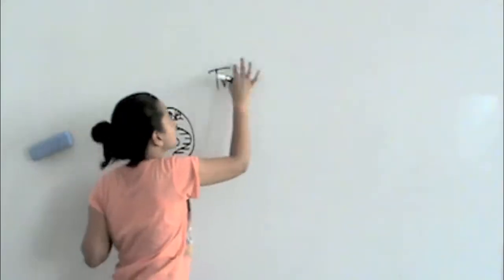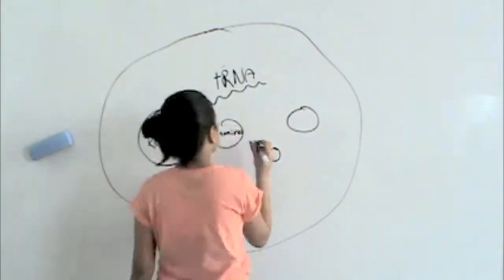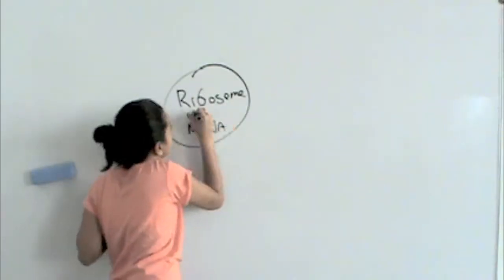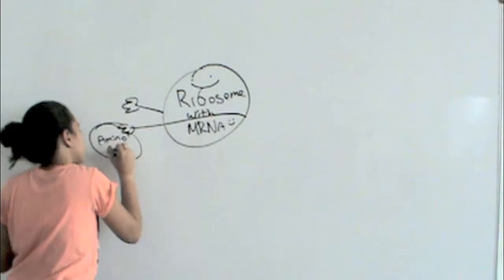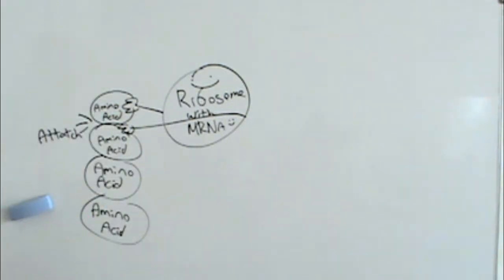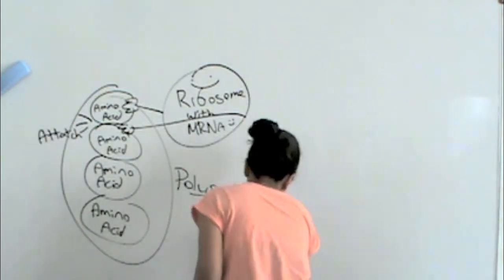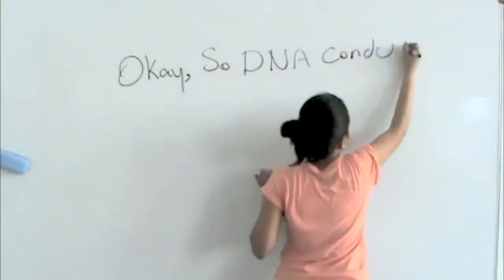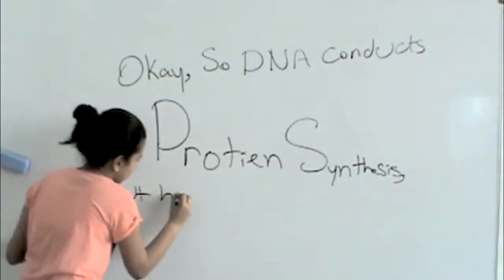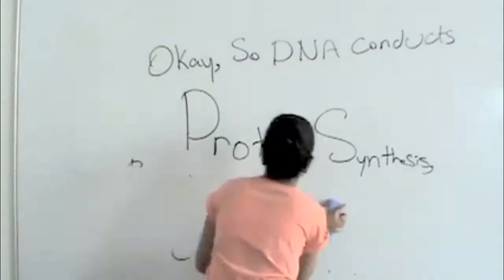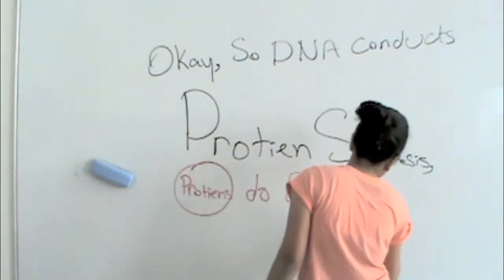Once they find each other, they will lock onto each other like long-distance lovers meeting after 3 centuries. After a little reunion, tRNA, which is a nucleic acid, will go and get an amino acid and bring it to our romantic couple. And then the tRNA will go and get more. The ribosome will attach every amino acid, creating a chain called a polypeptide that will eventually become part of a bigger protein. Now you must be thinking, okay, so DNA conducts protein synthesis, but how is that the same thing as conducting all cellular activity? Well, proteins do literally everything in the cell.